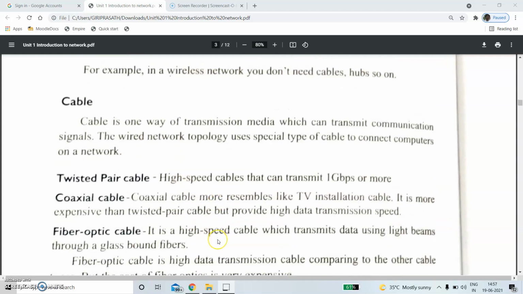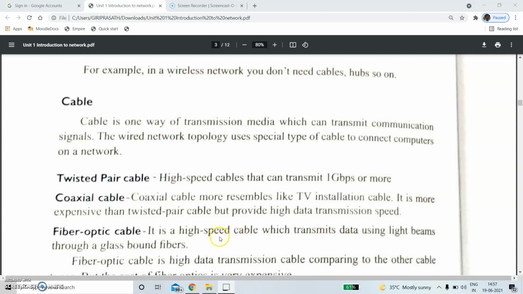High-speed cables can transmit 1 gigabit per second or more. In twisted pair cables, the wires are twisted one over the other, so that kind of cable is called twisted pair cable. You might see this kind of wire in your home. This is one of the high-speed cables which can transmit 1 gigabit of data per second. They say it is that fast.